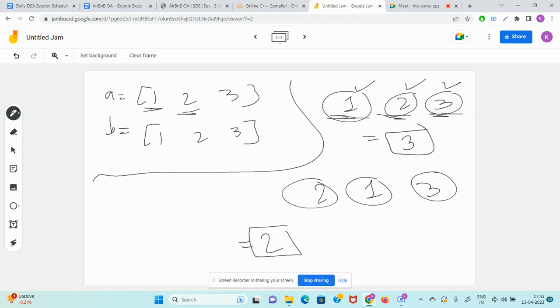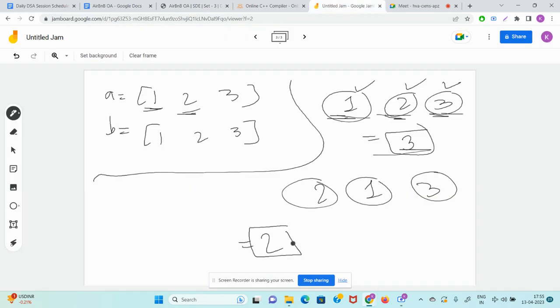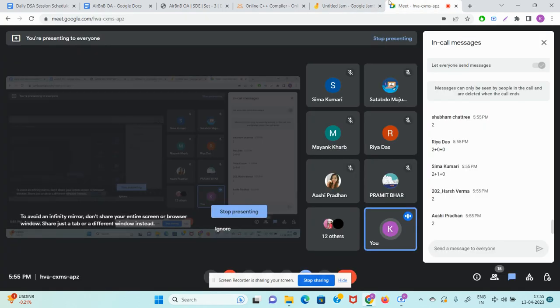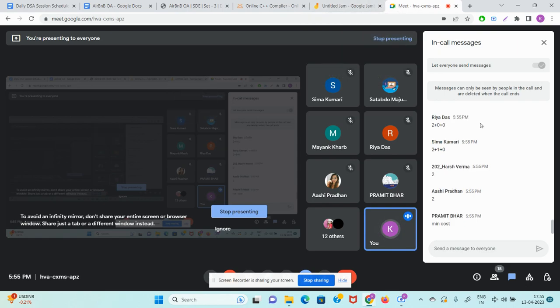This one is 3. What are they saying? Find the minimum total cost. So, guys, what will be the answer? 3 or 2. Obviously, you will pick the minimum. There are so many ways: one is 3, one is 2. Which one will you pick? Give me the reason, someone in the chat, why are we picking 2 instead of 3 as the answer? Minimum cost. Pramit will surely get the money tonight.